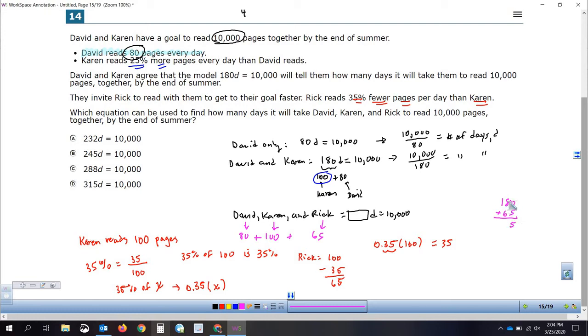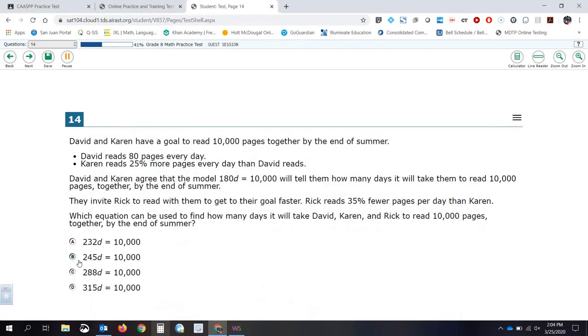0 plus 5 is 5. 8 plus 6 is 14. Carry the 1. And we get 245. And there it is. Choice number B. Wow, that was a challenging problem. But it sure was nice of them, like I said, to have Karen reading 100. That made our life a little bit easier.